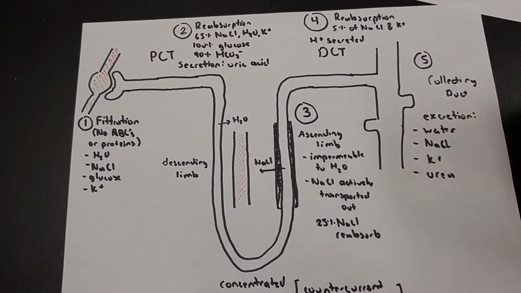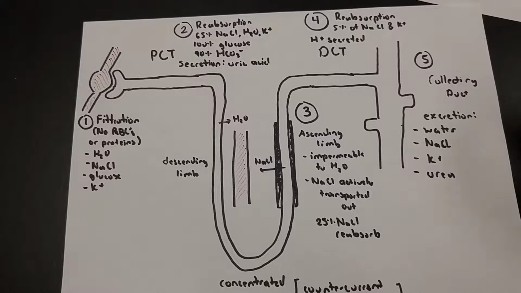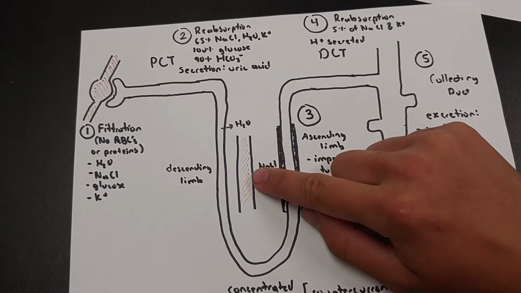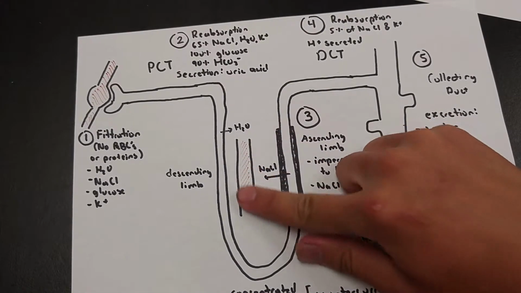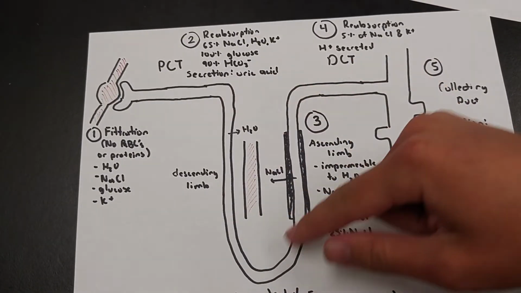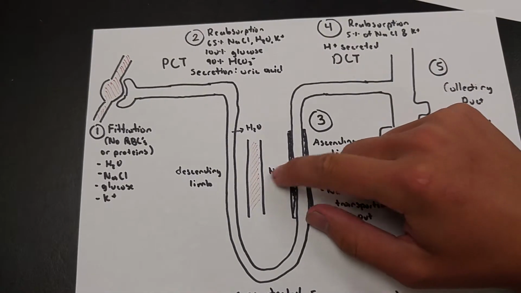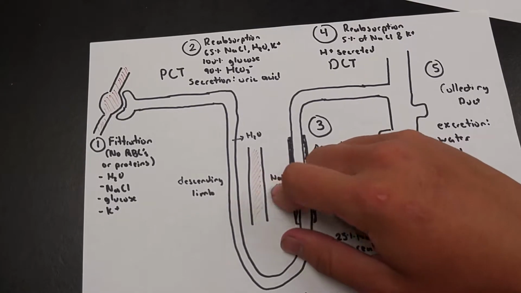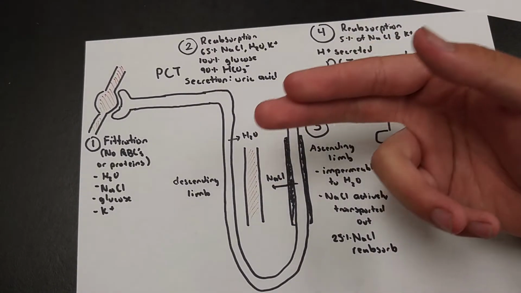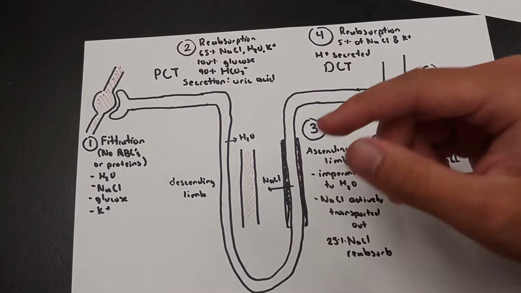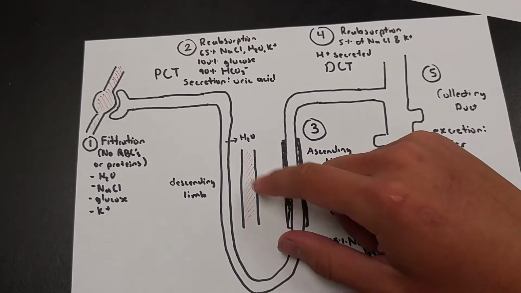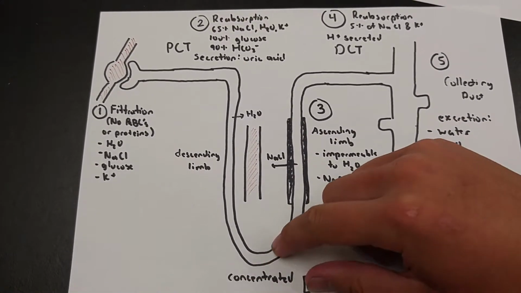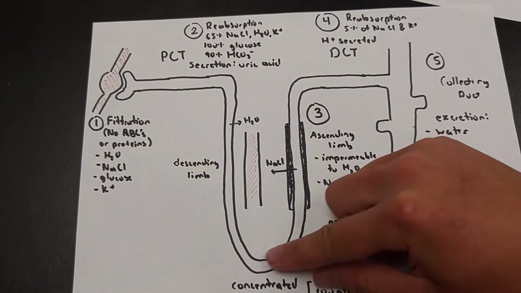Now the ascending limb is impermeable to water, right? So that means water can't get in. But the sodium is actively transported out into the interstitial space right over here in between the two limbs. And since the sodium gets actively pumped out, that draws the water from the descending limb into the interstitial space, right? So the sodium attracts the water. The sodium is first pumped out, it attracts the water, right? And now, the water comes out, so it's mostly just electrolytes and whatnot over here, right? So it's really concentrated, right?